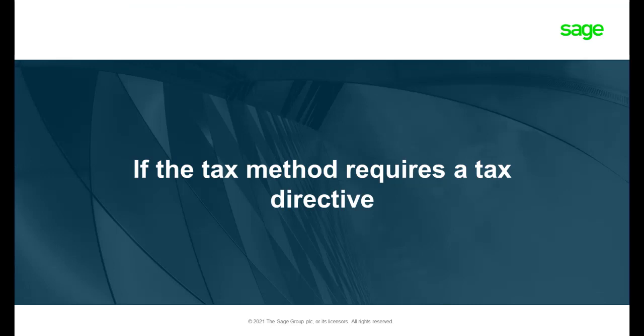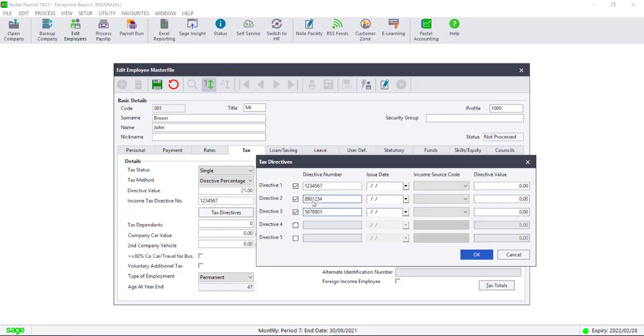If you have a tax method that requires a tax directive, then you will need to make sure that the correct Income Tax Directive Number is entered in the Income Tax Directive Number field. The system would have transferred the directive number from Directive Line 1 in the old update directly into the Income Tax Directive Number field. You will need to check that this is the correct directive number that goes along with the tax method. If it isn't, you will need to type in the correct tax directive number.